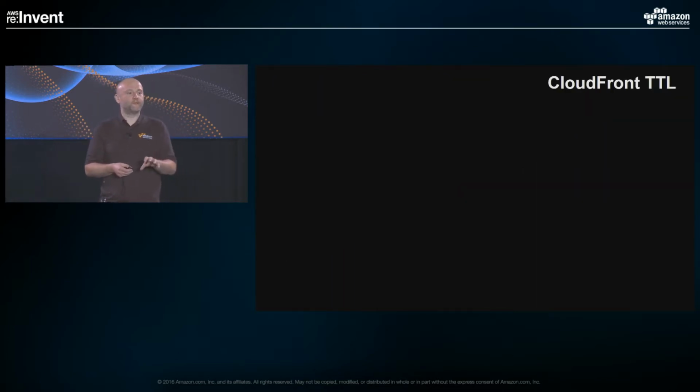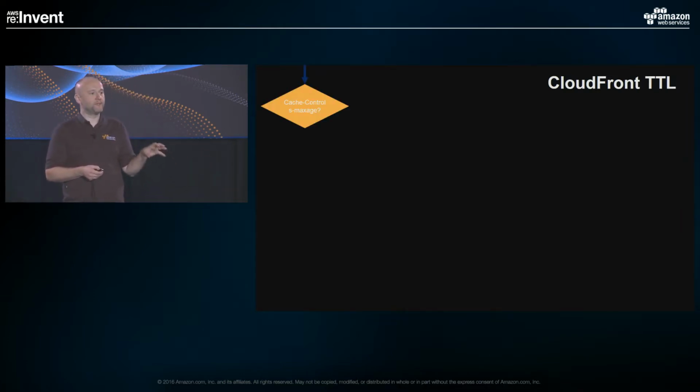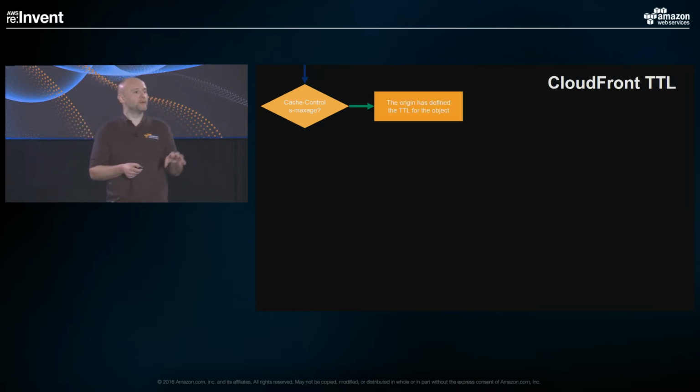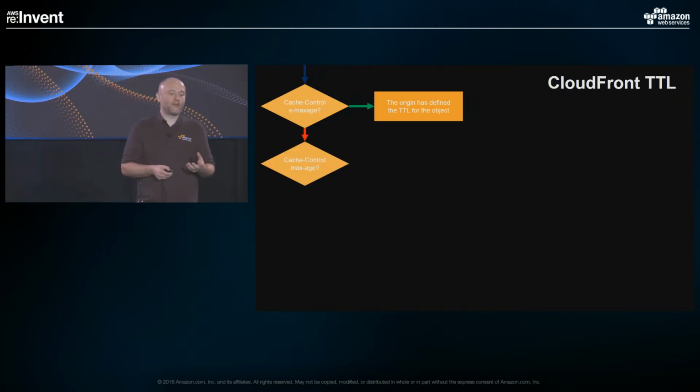But it can also use a configuration as well. So the actual TTL that CloudFront can use is a combination of the cache control headers, but also how you configure it within CloudFront itself. So if a response has s-maxage or max-age defined in the cache control header, CloudFront will use that as its TTL. If it's got s-maxage, it will prefer to use that. If it hasn't got s-maxage, it will use max-age.